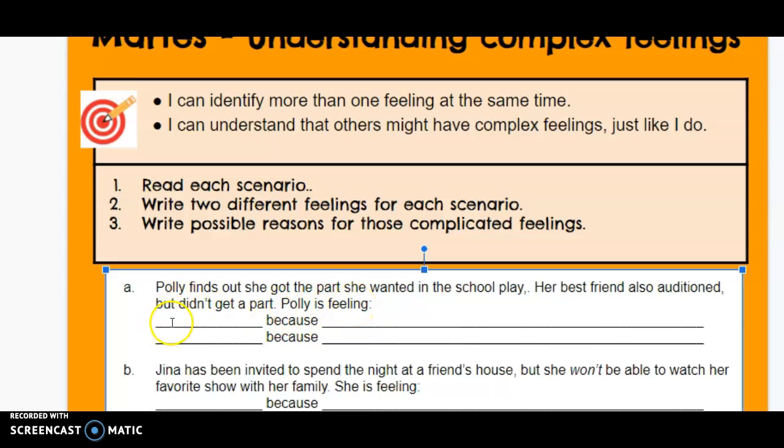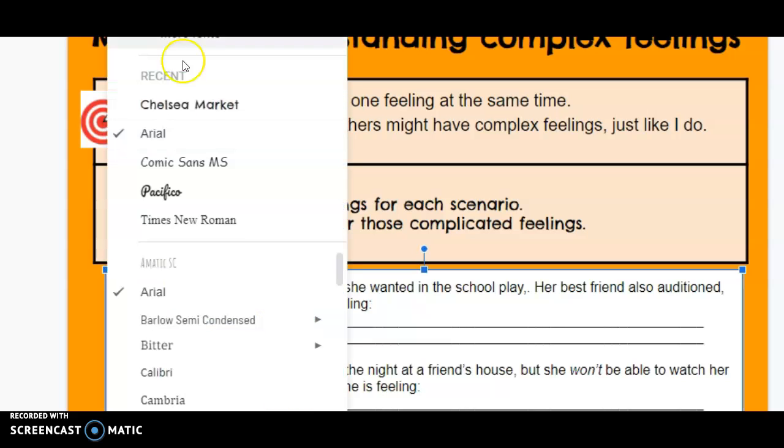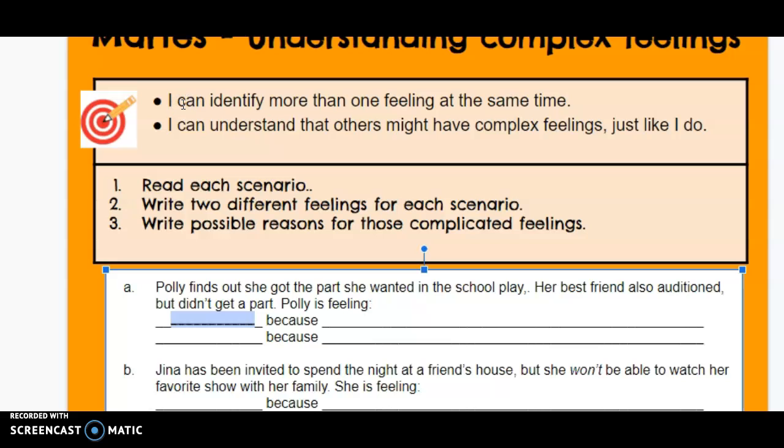I would think, maybe Polly is going to be feeling excited, happy, because she wanted the part in the play to begin with. No, I have to remember my periods.